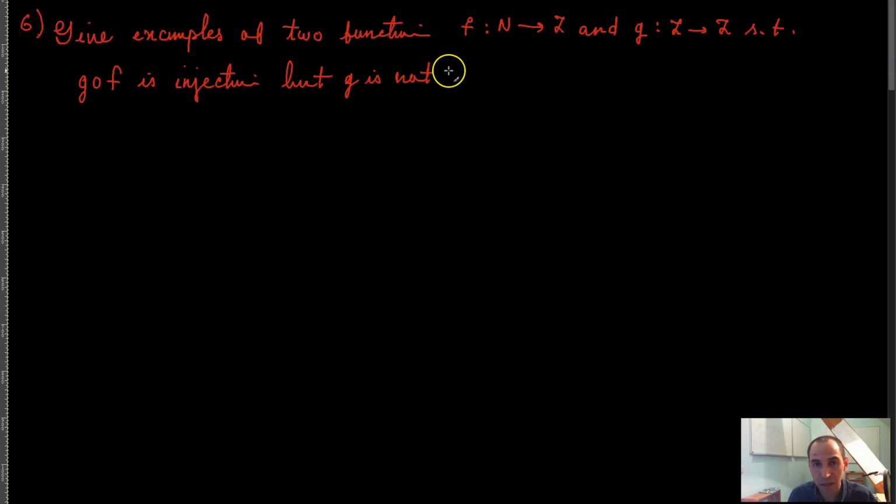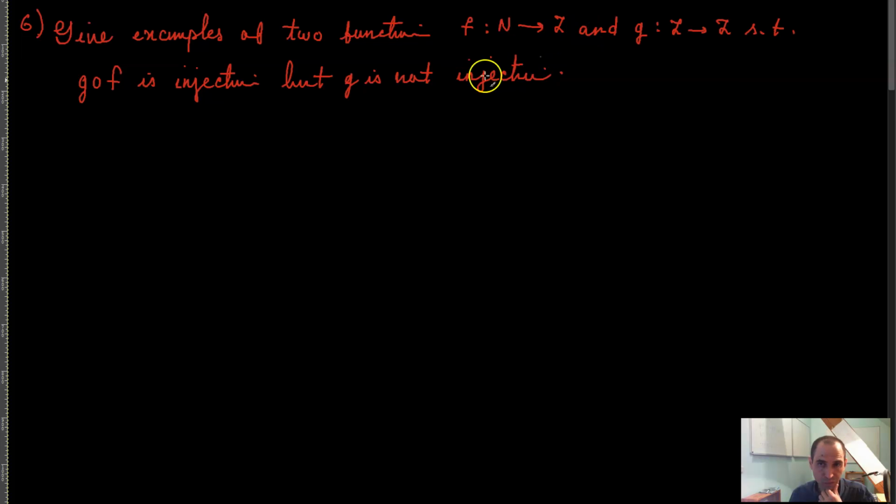It's actually not that bad a question. But g is not injective. So what that means is that you have a function f from the set of natural numbers to the set of integers. g is a function from the set of integers to the set of integers, right? And you want to find two definitions for f and g in such a way that g∘f is injective, but g is not injective.